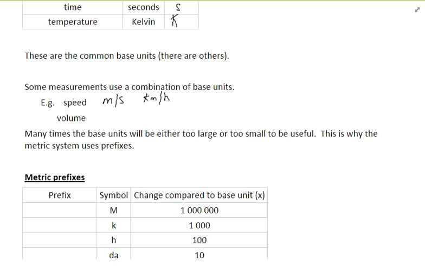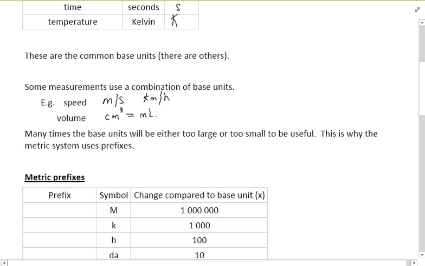Volume, we had litres. We could have something like centimeters cubed. That would also work. A centimeter cubed is equivalent to a millilitre. So those little tiny blocks that you used to have in elementary school look almost like a sugar cube. That would be 1 centimeter by 1 centimeter by 1 centimeter. That's equivalent to a millilitre.